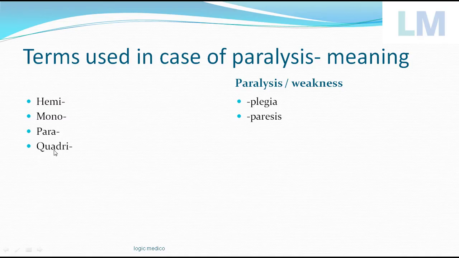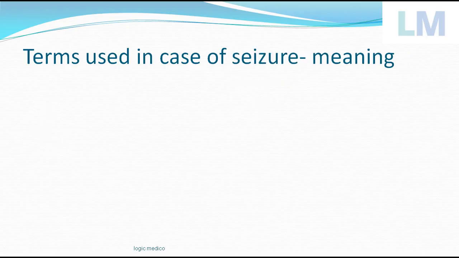Quadri, it can also be called tetra. Quadri means four. When the four limbs are paralyzed, it's called quadriplegia. When there is weakness of the four limbs, it's called quadriparesis. So this is the application of the words with respect to paralysis or the loss of action of a group of muscles. Coming to the context of seizure.